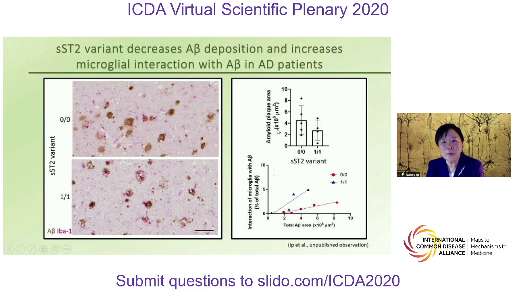So for the postmortem brain obtained from the 80 patients that carry this particular soluble ST2 variant, the A-beta plaque area is reduced. Furthermore, we also observed an increase in the interaction of microglia with A-beta in the AD brain from the individuals that carry 2 copies of this soluble ST2 variant.